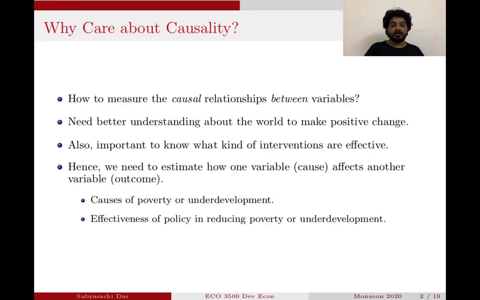So that is the main focus of our discussion today. How to measure causal relationships between variables, but what do we mean by causal relationships, and why do we care about measuring and establishing them? What I mean by causal relationships is to establish whether a certain phenomenon or factor affects or causes certain other phenomenon that we might be interested in.